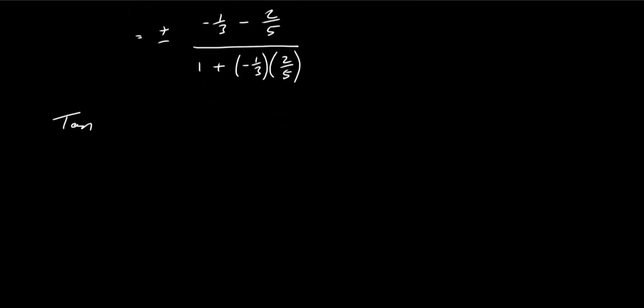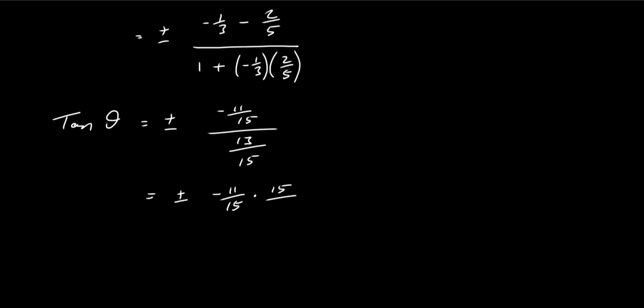So the tan of the angle is equal to plus or minus what you get when you do all of this. All of this is just going to be calculator work. If you do the top part here, you get minus 11 over 15. If you do the bottom part here, you'll get 13 over 15. So all you've got to do here is flip this upside down and multiply. So it's minus 11 over 15 times 15 over 13. The 15s will cancel, and your final answer will be plus or minus minus 11 over 13.